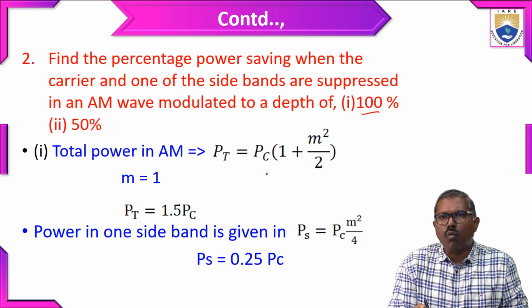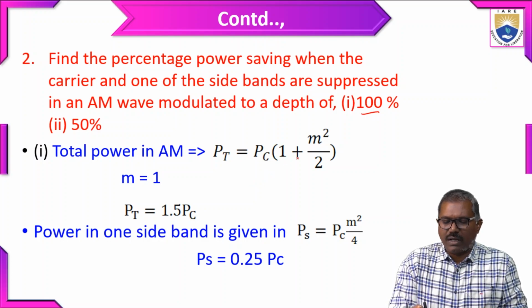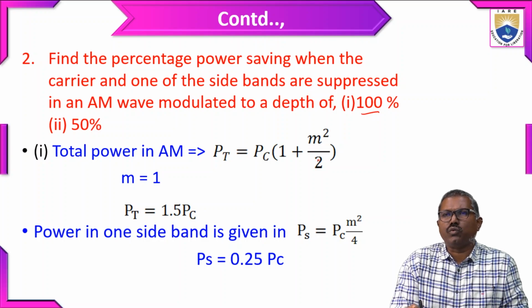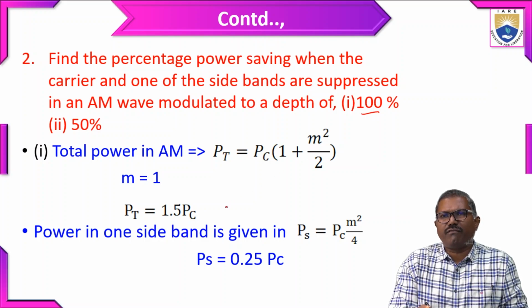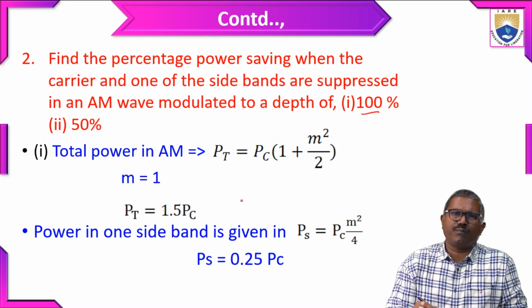After substituting the m value, what did you get? Pt is equal to 1.5 Pc. Why? Because 1 plus m square by 2, with m value 1, 1 square is 1, by 2 gives 0.5. So Pt is equal to 1.5 Pc.